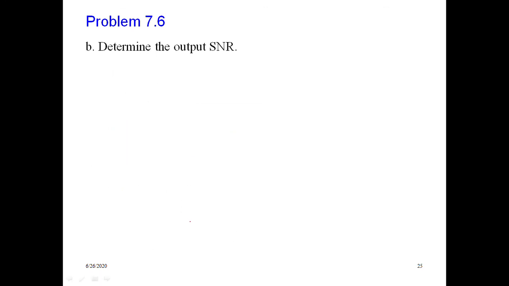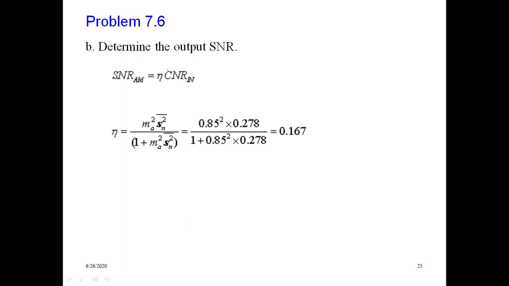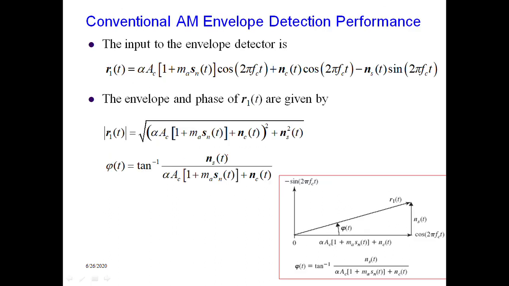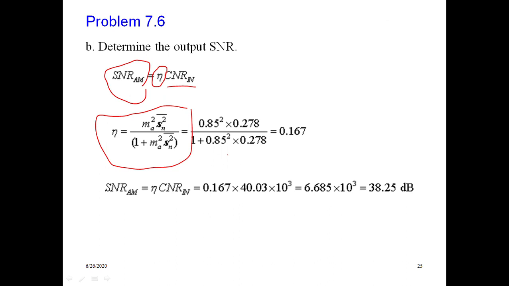How about SNR? We have to remember that it's not the same. The difference is this mu. So we have to calculate the mu multiplied by the CNR to get the SNR. Mu is not difficult either. You have to remember this equation and then multiply by the CNR, and you get 38.25 dB.